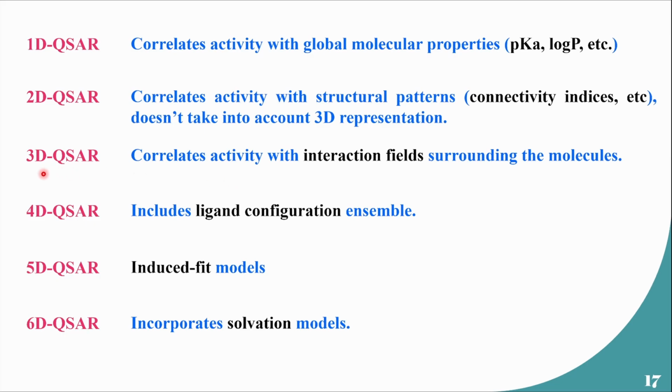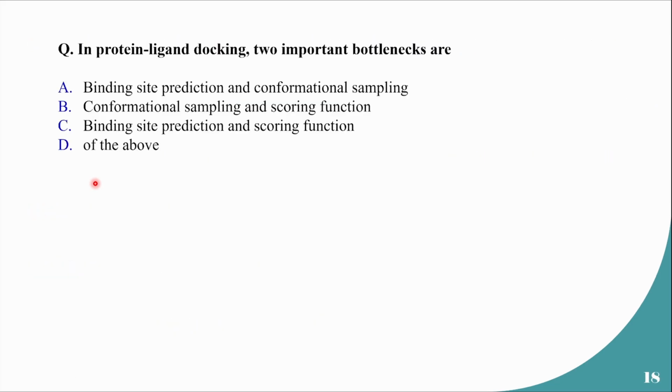So these are quite highly computationally expensive. A lot of people will just stick to 3D QSAR models because it is a balance between basically decent accuracy and good computational time. So these were basically included in Professor Gromiha's slides also, so I just took the reference from that.